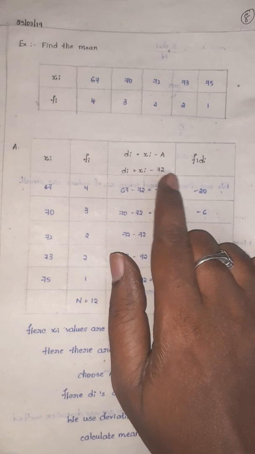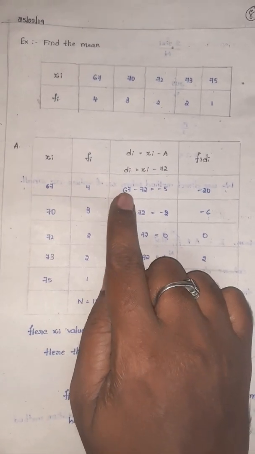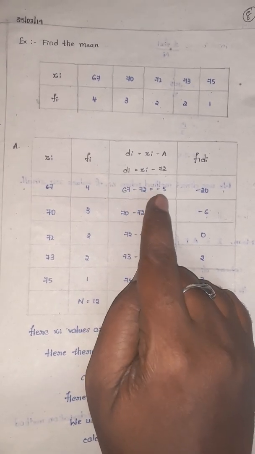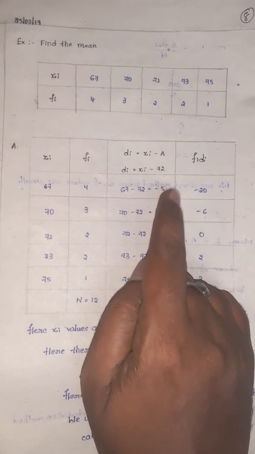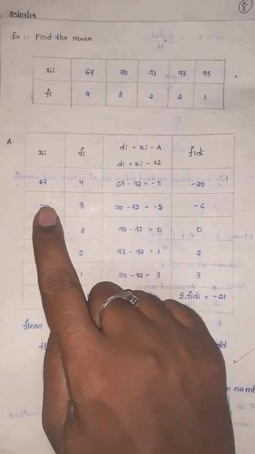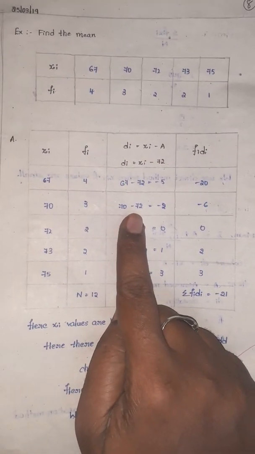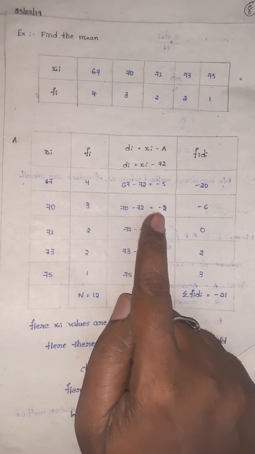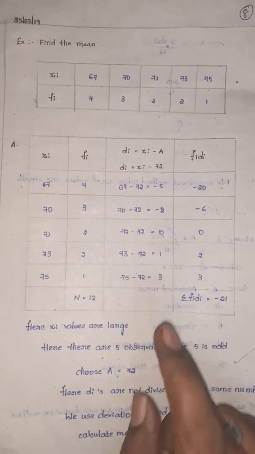So di means xi minus 72. The first xi value is 67. 67 minus 72: the bigger number has the negative sign, so the answer is negative. 72 minus 67 is 5, so the answer is minus 5. Next, 70 minus 72. Here also the bigger number has the negative sign, so the answer is negative. 72 minus 70 is 2, so the answer is minus 2.